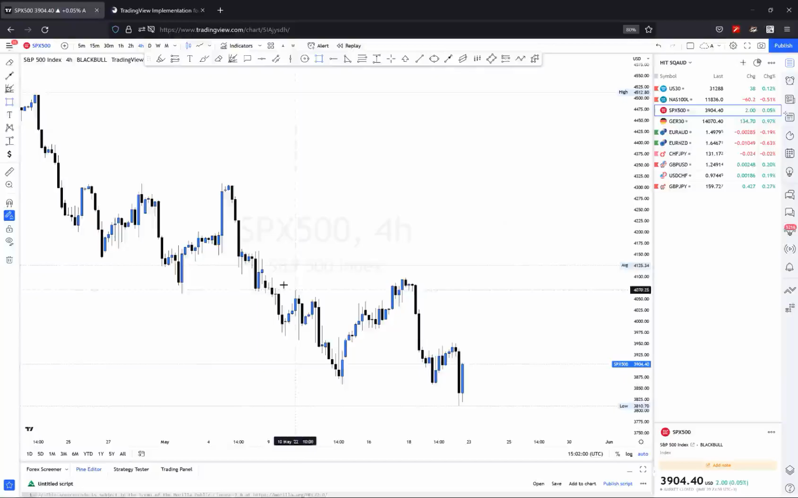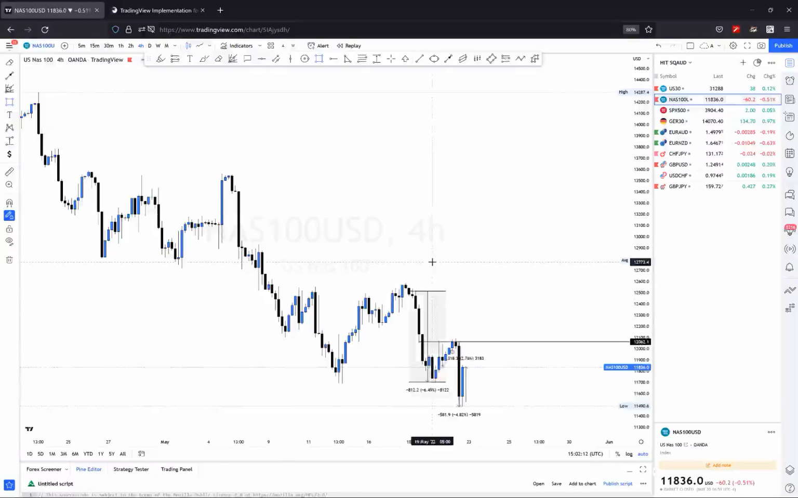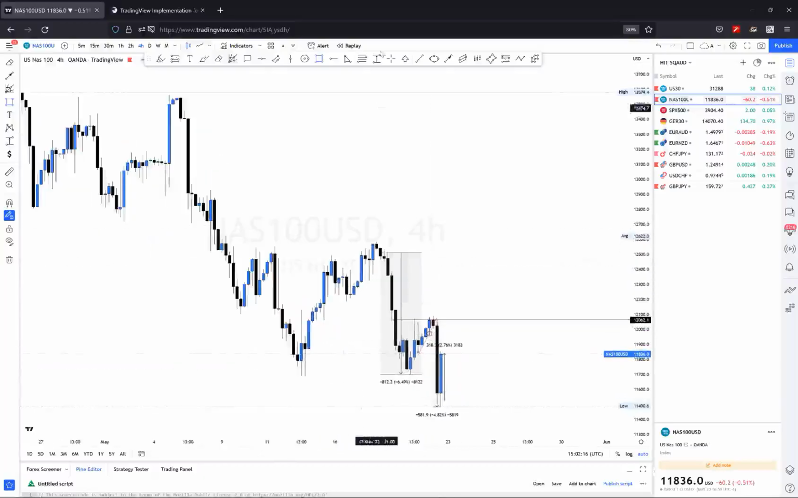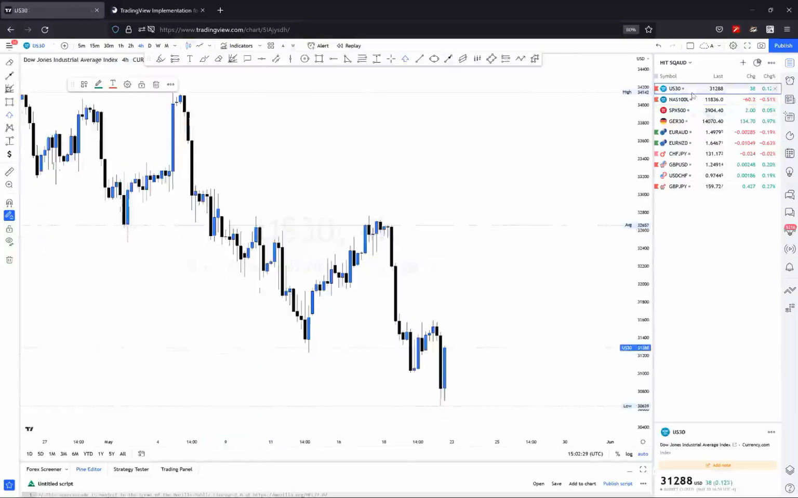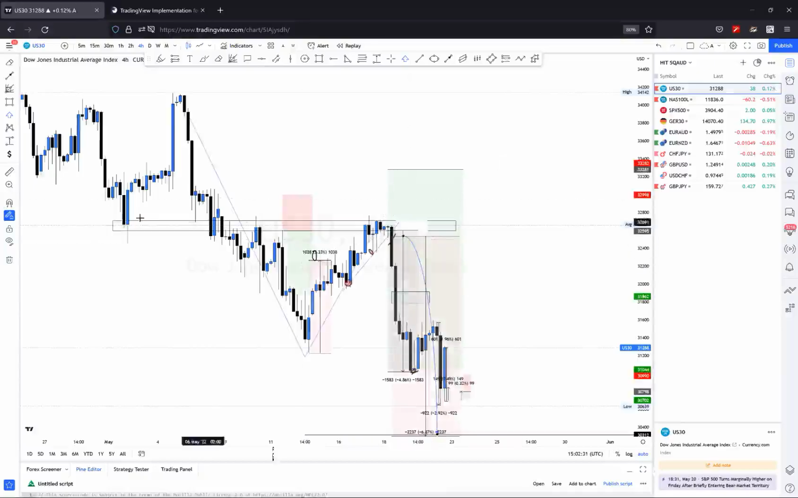For S&P 500, there was a similar liquidity level, but that was a gap. So if you look closely here, you see there was a gap here. And for NAS 100, it was also a return to a liquidity level here. So you have this liquidity level here. US 30, the liquidity level was not clear here, so that was price testing this level here.